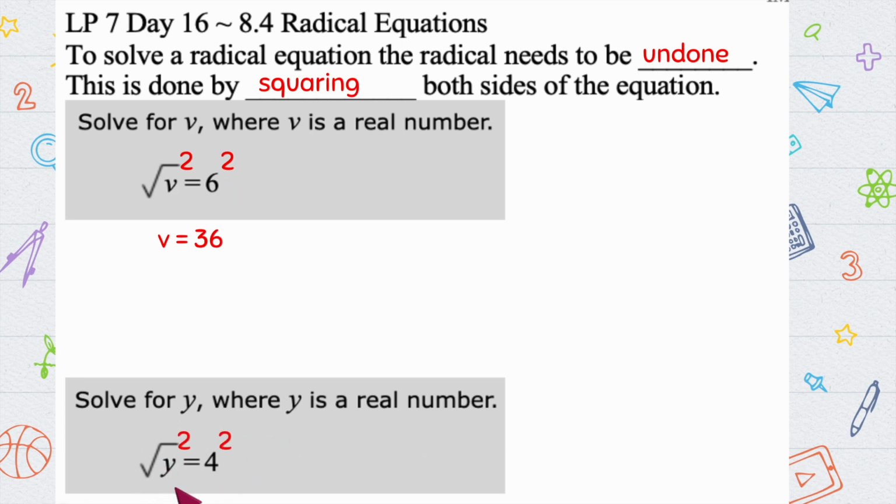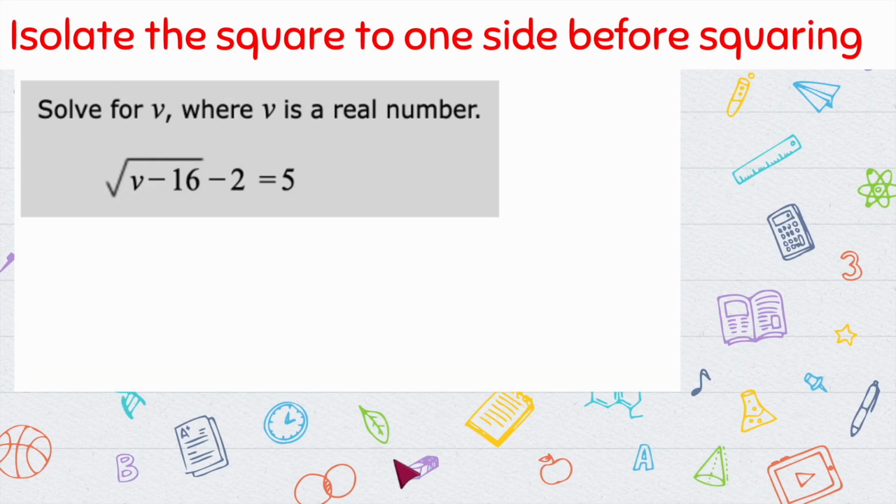Not too crazy on that one, so we'll square this next one. So we're going to square the square root of y. And again, it's going to cancel itself out, and 4 squared is 16. Again, not 4 times 2, 4 squared. It means 4 times itself. So 4 times 4.